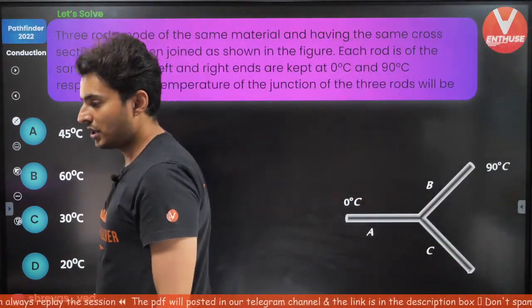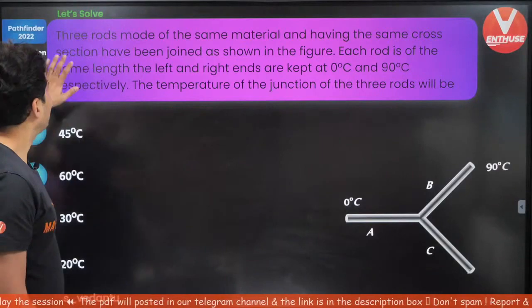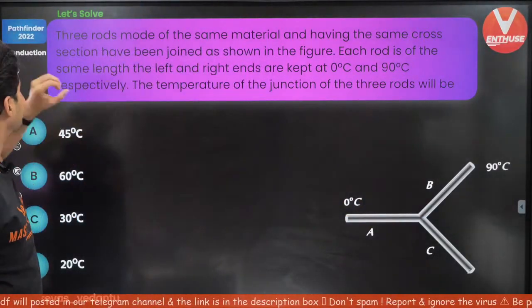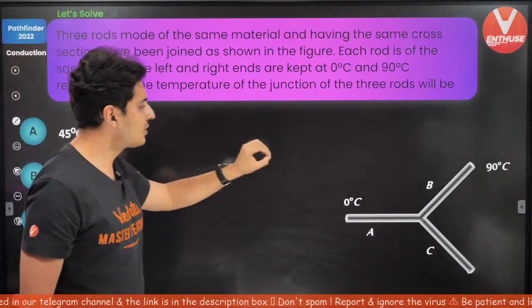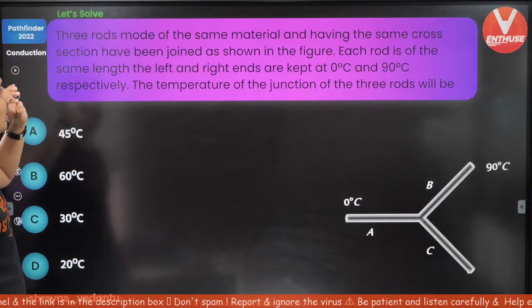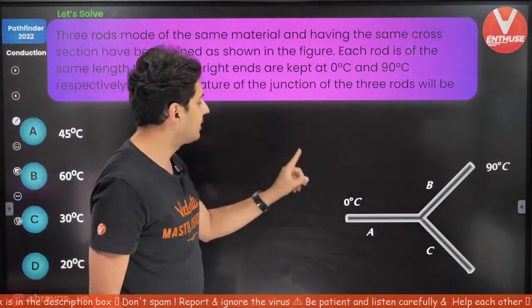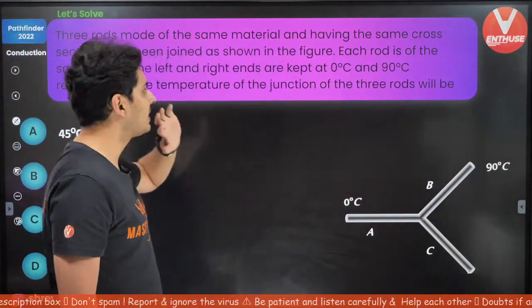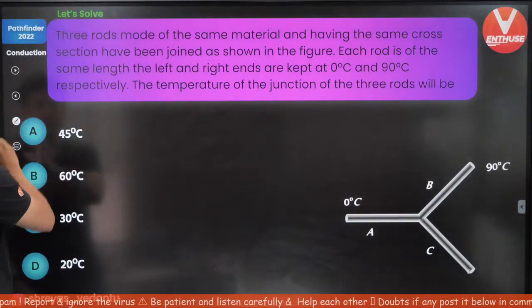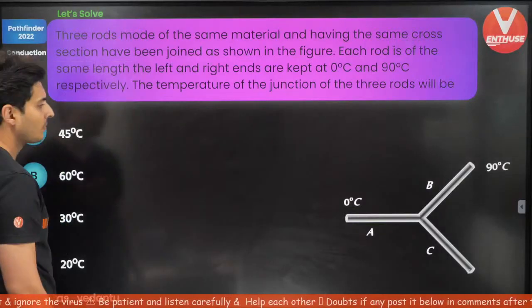Moving on to the next question, coming up on your screen. 3 rods are made of the same material and have the same cross section. They are joined as shown over here. Each rod has the same length, and to the left and the right you are keeping it at 0 and 90 degrees Celsius. What is the temperature at the junction? Beautiful question on your screen now. Let's try and solve this. This is 0.